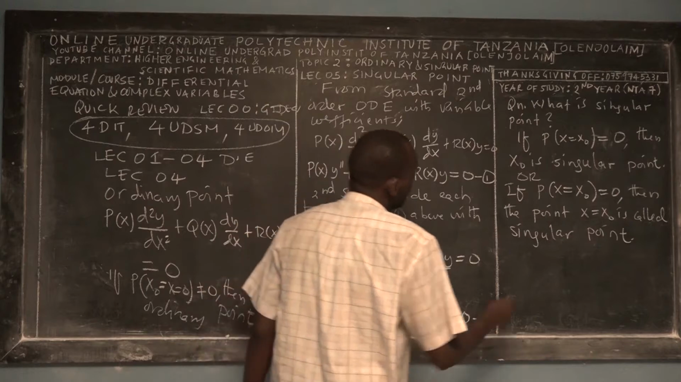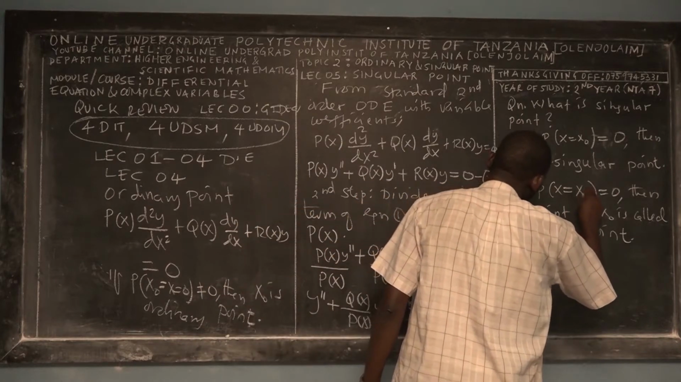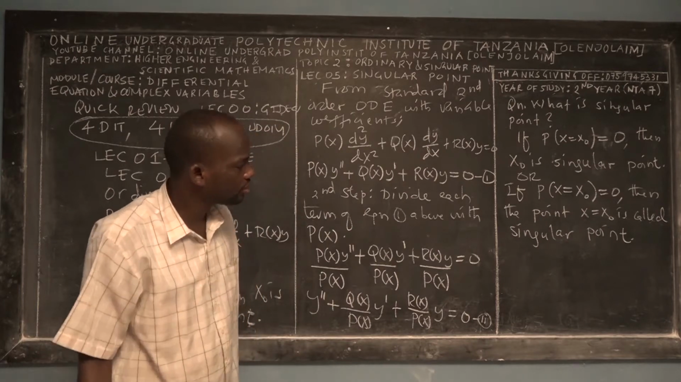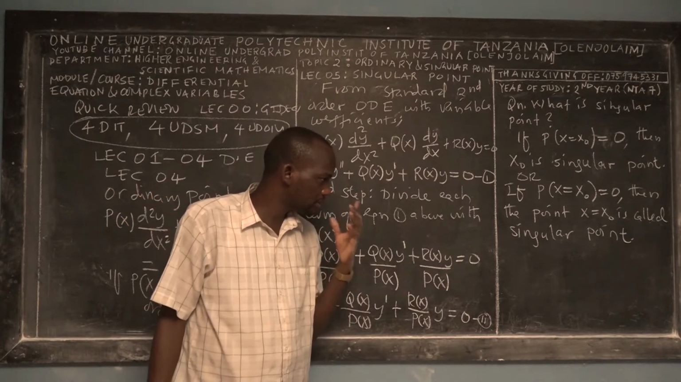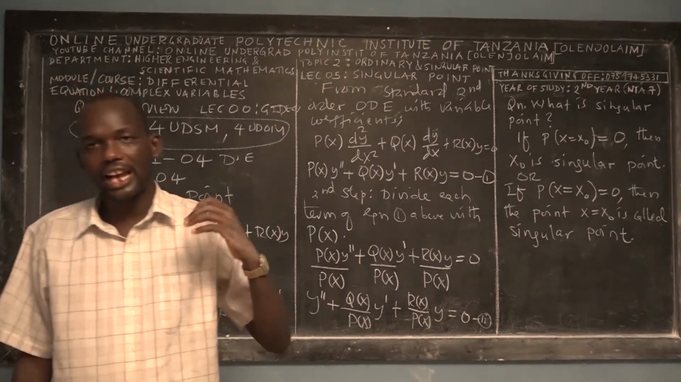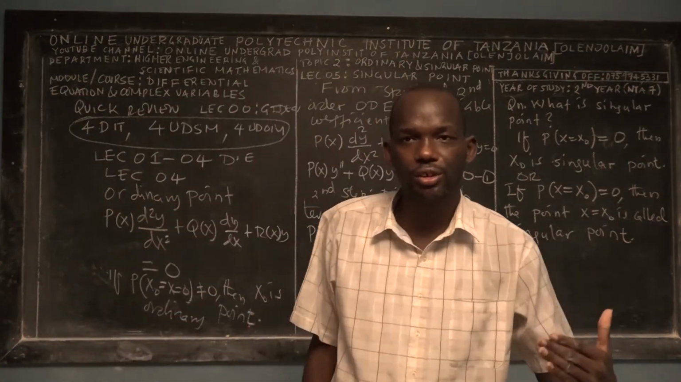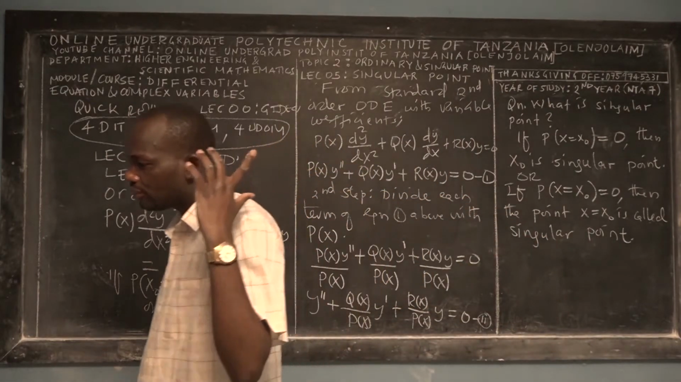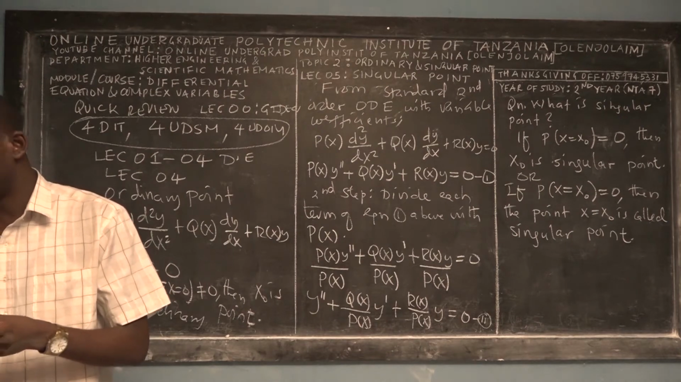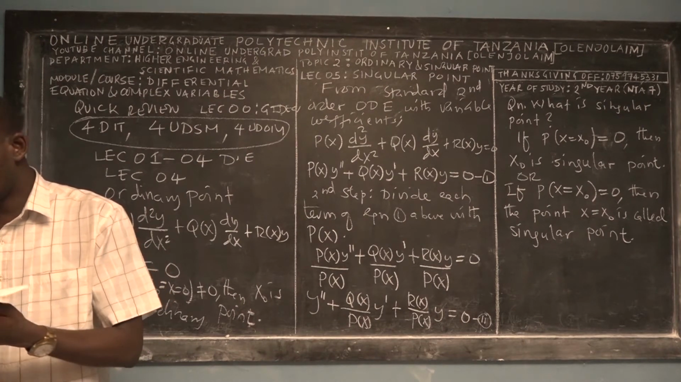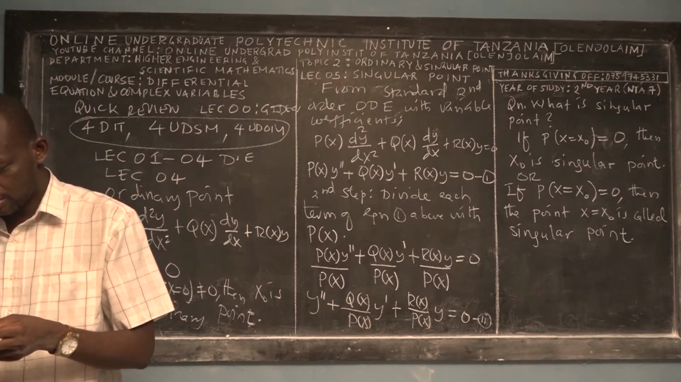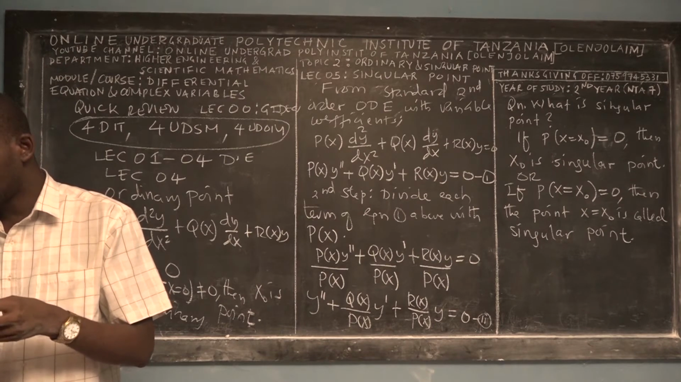So that's the first concept that you have to remember: that if P of x at x naught is equal to 0, then the point x is equal to x naught is called a singular point. Before I teach you the classification of the singular point, I would like to give you some examples for you to understand the concept, and then we'll keep on moving smoothly with this concept.